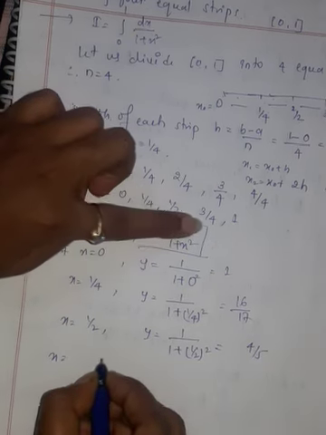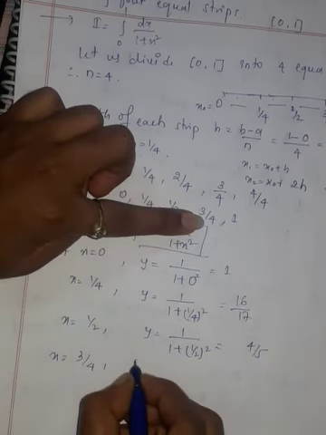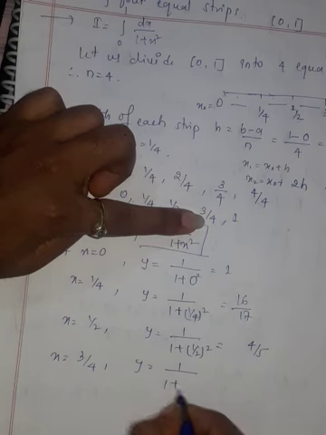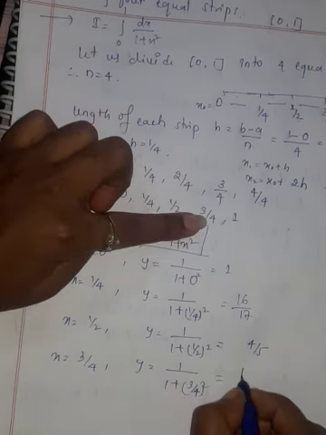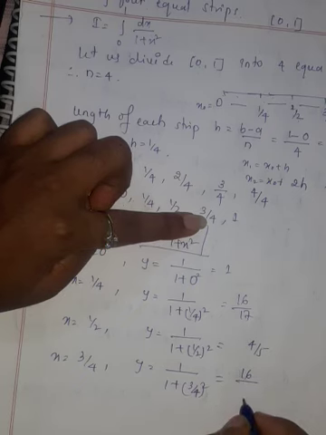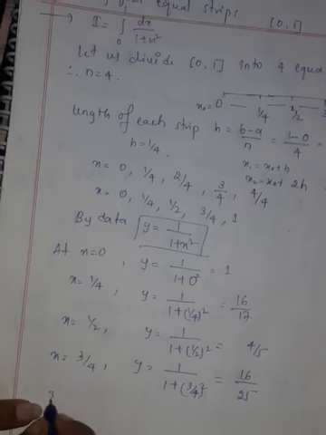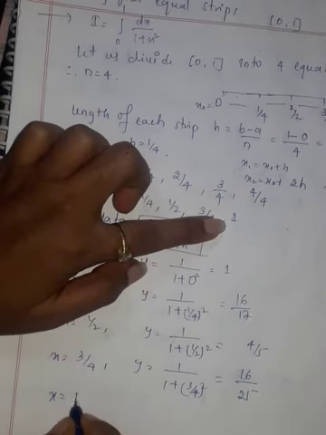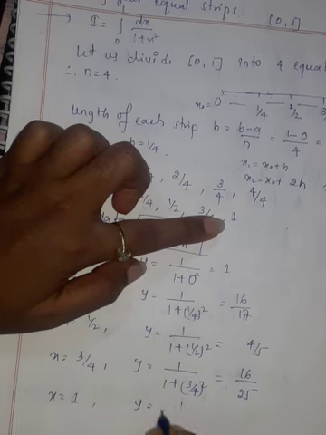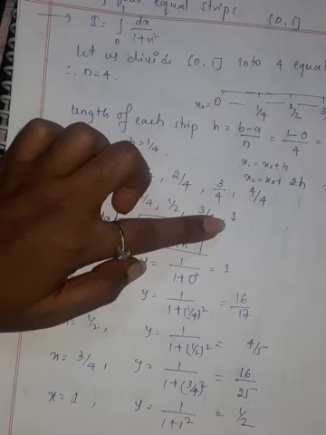If x is equal to 3 by 4, then y is equal to 1 divided by 1 plus 3 by 4 whole square, which is 16 by 25. Next, if x is equal to 1, then y is equal to 1 divided by 1 plus 1 square, which is 1 by 2.